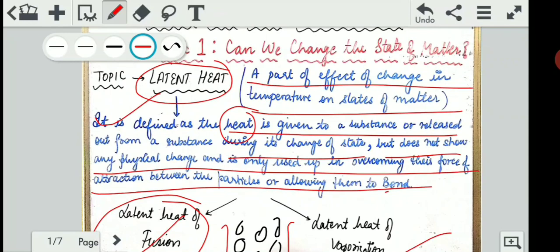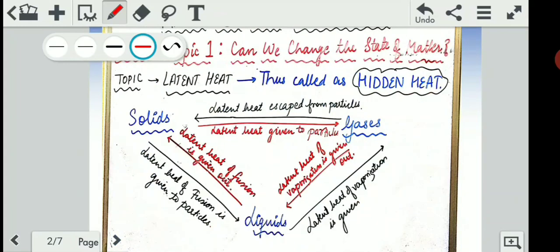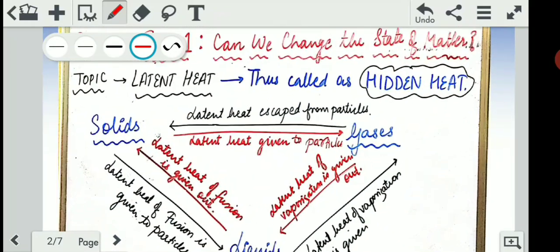The heat in between that we provide, that is the latent heat. It is also called hidden heat, because in that in-between period we do not see any effect. That is a hidden effect. Therefore, that amount of heat is called hidden heat. See, this is called hidden heat.